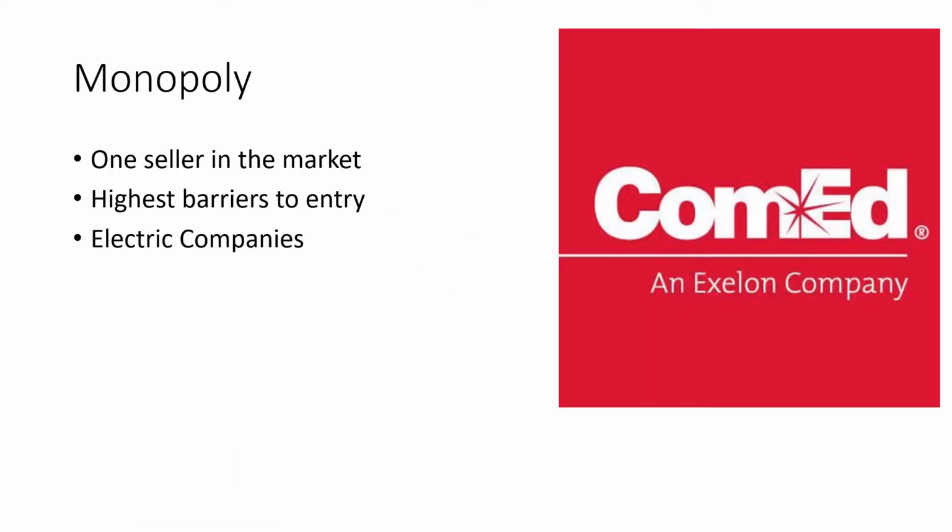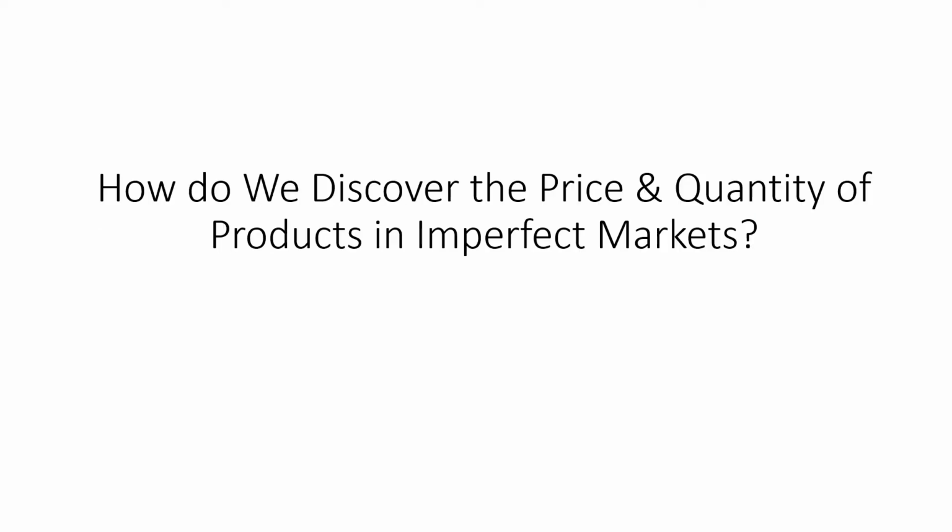Okay. The last one I want to talk about is monopoly. So that's where there's one seller in the market. So ComEd could be an example of this, where really there's only one electrical company in this area that we are able to get our electric service through. So this has the highest barriers of entry of all of the imperfect competitive markets. And it's really just, again, where there's one seller in the market.